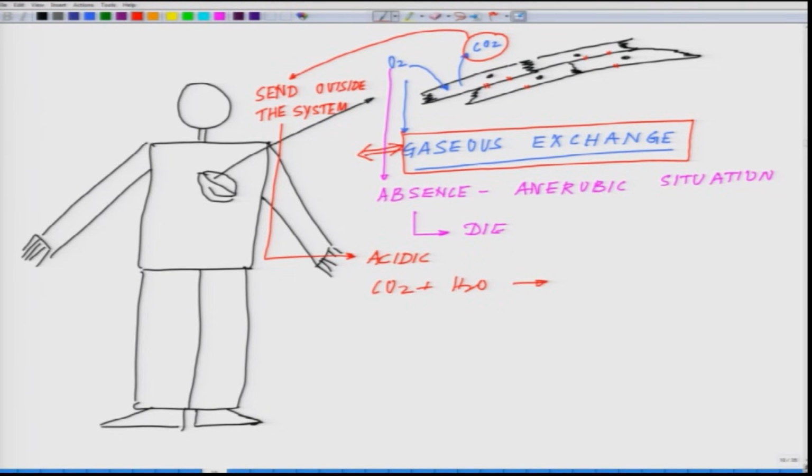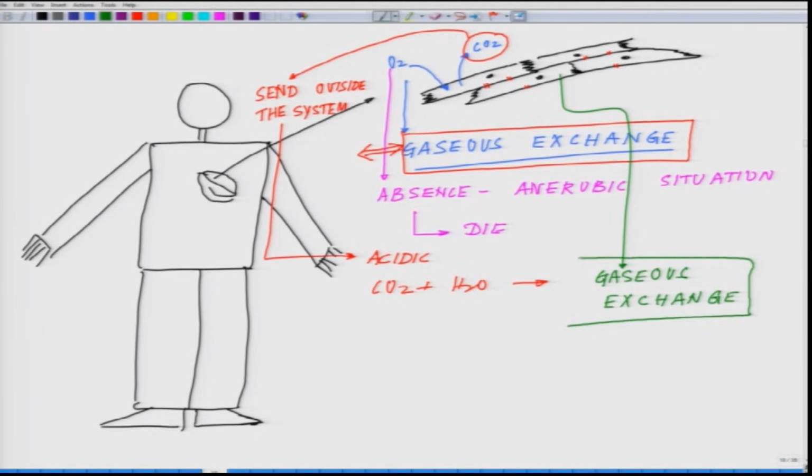So, first thing what one has to keep in mind, if you are taking this tissue out, you should be able to provide the right milieu of gaseous exchange. Okay? And we will come to how this milieu is being maintained in a system outside the system. Okay? Parameter 1.